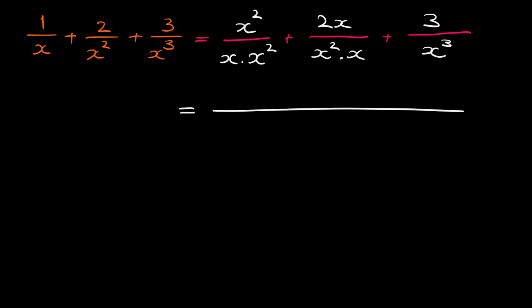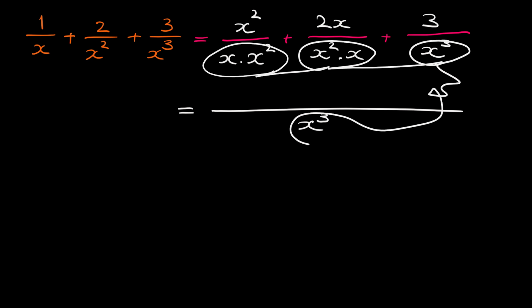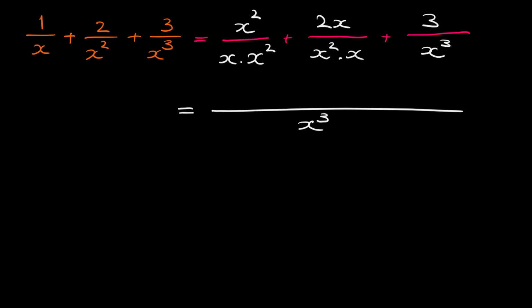Now that the denominators are the same, we put one of the denominators, x to the 3, and we add the terms in the numerators. Attention, this is x to the 3, x to the 3, x to the 3, these are the same. We add the numerators. So in the numerator we have x to the 2 plus 2x plus 3.